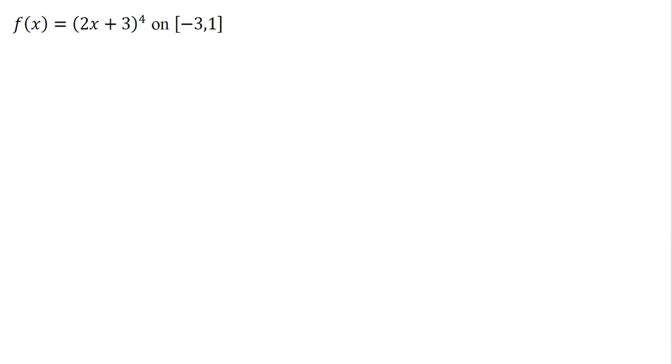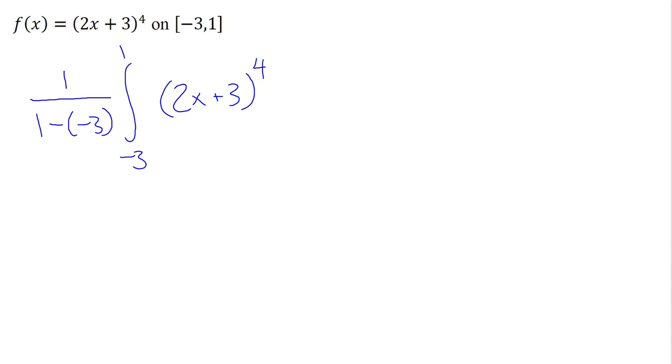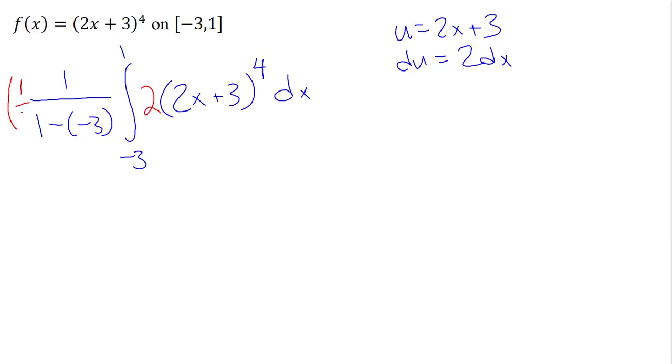All right, for our next one here, we're going to do another u substitution, but we'll start off with 1 over 1 minus -3 times the integral from -3 to 1 of our function (2x plus 3) to the power of 4. And we're going to want to substitute that 2x plus 3 out. So we'll do u is 2x plus 3, and du is 2 dx. So we want to put in a 2, and we'll also want to put in a 1/2.